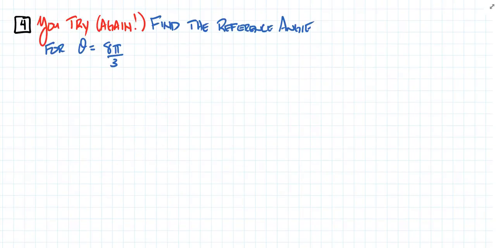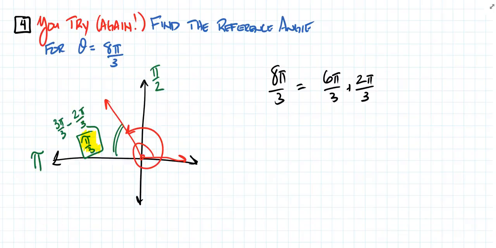Okay, last one, box number 4. You try again. Find the reference angle for 8 pi over 3 radians. This one was a little bit tricky because you had to figure out that 8 pi over 3 is 6 pi over 3 plus 2 pi over 3. So that gets you all the way around the circle once, and then it gets you over into quadrant number 2. But you are responsible for finding the part in between here. So the way that I did that was I took pi and subtracted off the 2 pi over 3, changing pi to 3 pi over 3 minus 2 pi over 3, which gave me the reference angle of pi over 3.